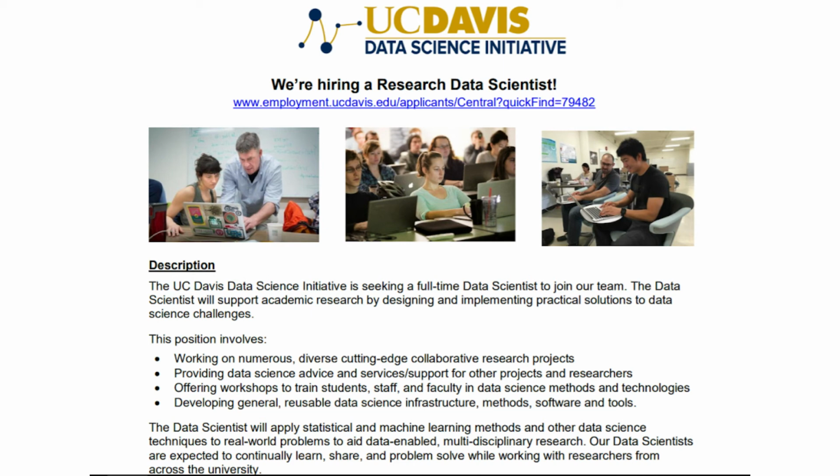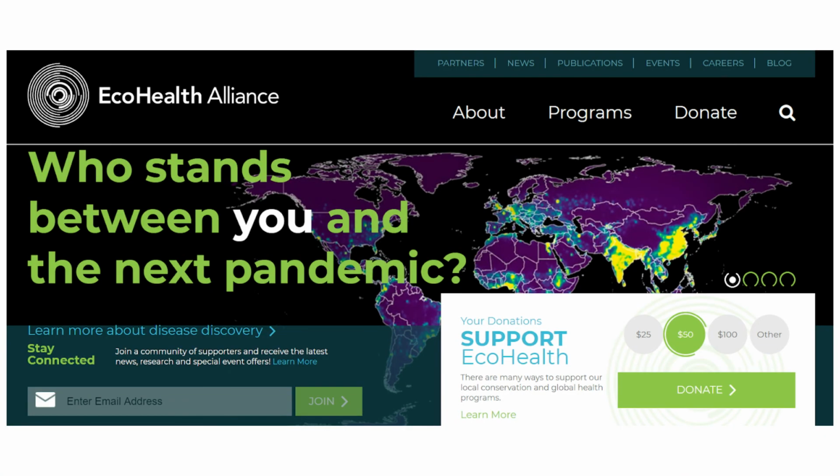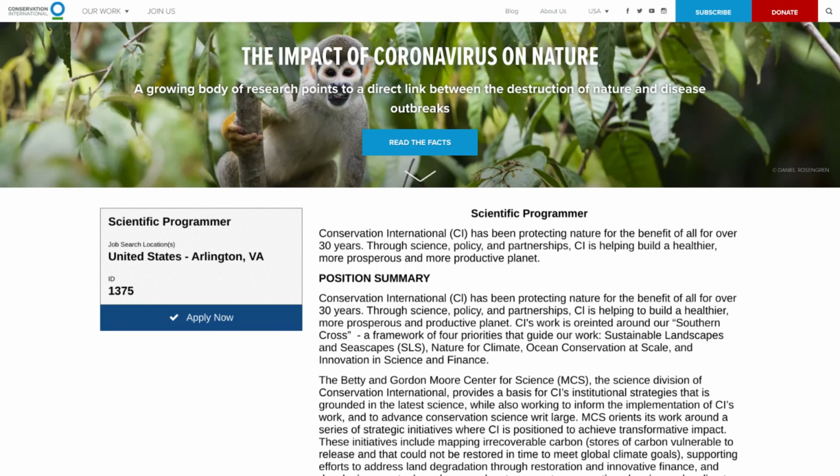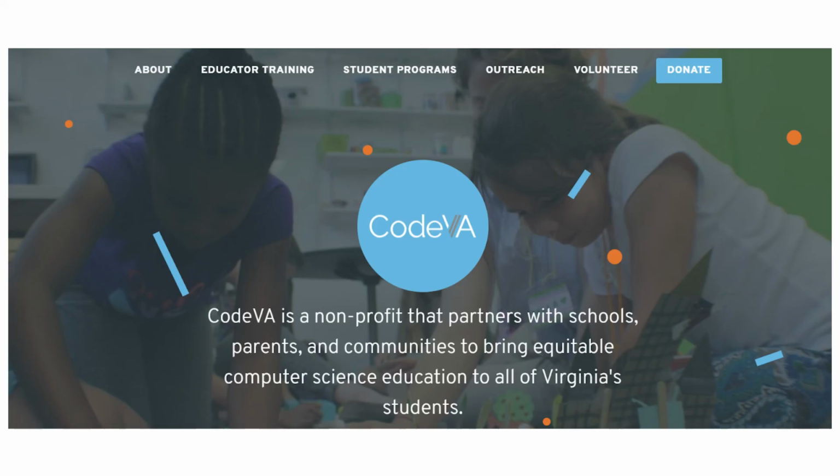But these positions are not just within academia, quite the opposite. Organizations like EcoHealth Alliance are always looking for graduating students with data science skills. Conservation International just posted a position for a scientific programmer. Looks like my dream job. And more locally, an organization called Code VA works to bring computer and data science skills to K through 12 students. So this is evidence that it's in our own backyards, the demand for these skills.